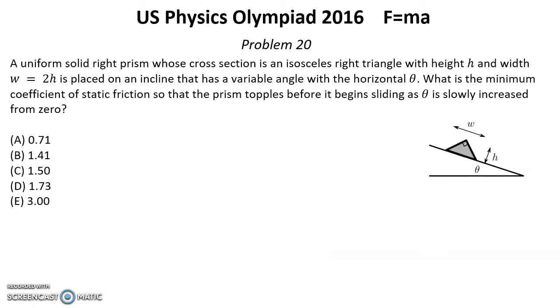Problem number 20. A uniform solid right prism whose cross-section is an isosceles right triangle with a height h and the width w equal to h is placed on an incline that has a variable angle with the horizontal, theta. What is the minimum coefficient of static friction so that the prism topples before it begins sliding as theta is slowly increased from 0?